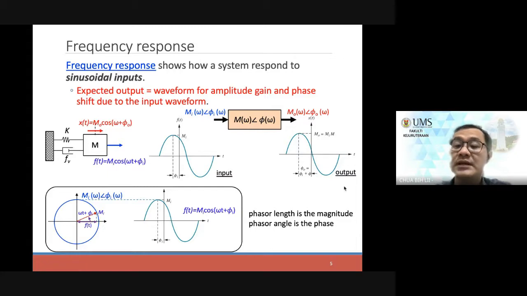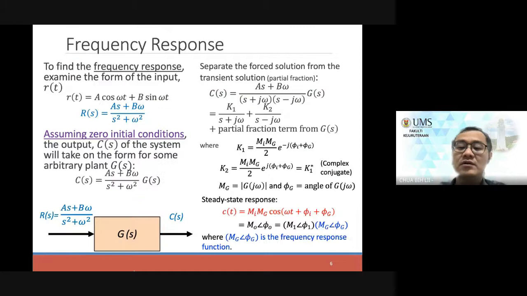So how we can visualize this so-called sinusoidal itself, in terms of the phasor magnitudes, or phasor length. This length is described by the M, and this angle, the phasor angle, is basically the rotation. So this is the basic mathematics behind the phasor length, phasor magnitudes, and so on.